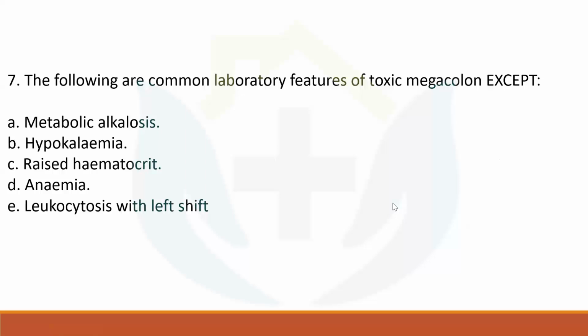The following are the common lab features of toxic megacolon except: metabolic alkalosis, hypokalemia, raised hematocrit, anemia, leukocytosis with left shift.